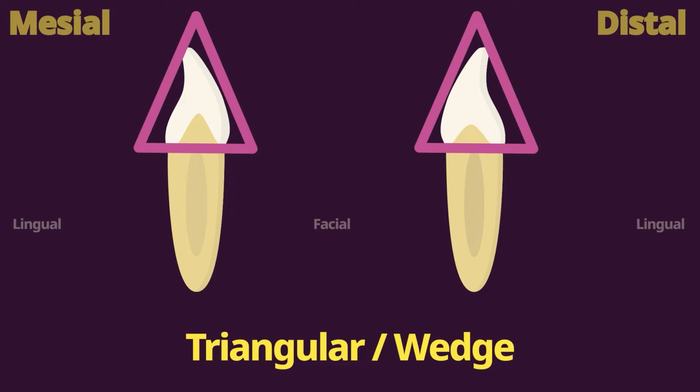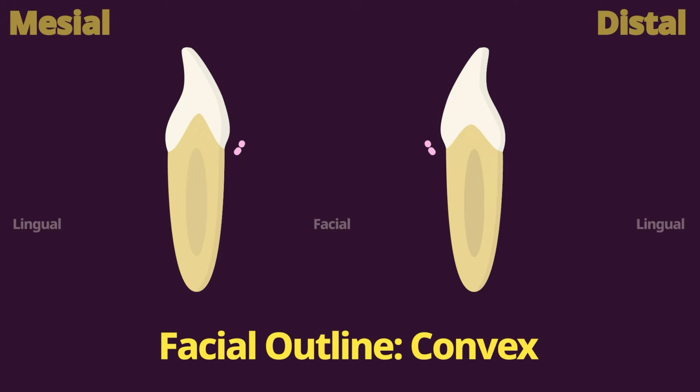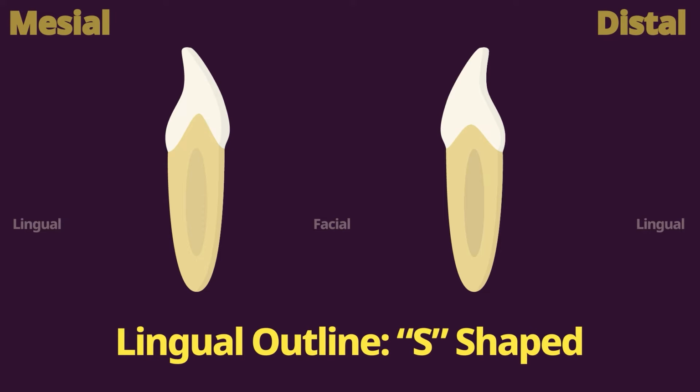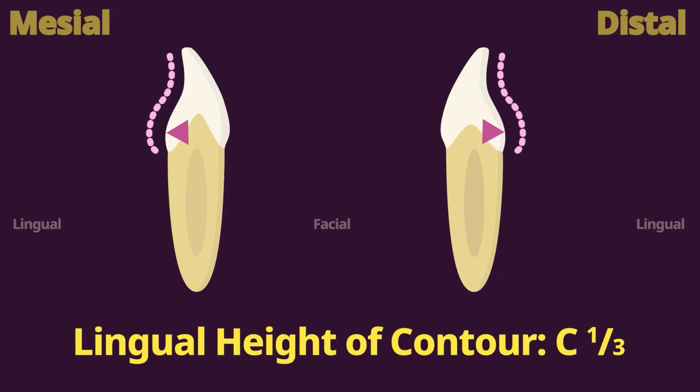The crown is triangular or wedge-shaped with the base at the cervix and the apex at the incisal ridge. The facial outline is convex from the cervical line to the height of contour at the cervical 1/3, and then it's straight up until the incisal ridge. The height of contour is at the cervical 1/3. The lingual outline is S-shaped, convex over the cingulum, and then concave to the incisal ridge. The height of contour is at that cingulum in the cervical 1/3.